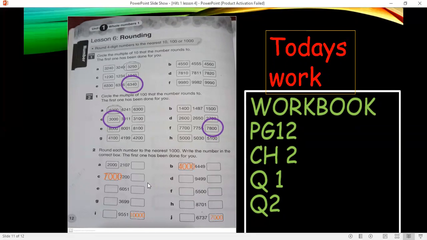Part B, 4,449, it will be rounded down to 4,400 because 4 is less than 5, so it is not giving 1 to any digit on the left side.